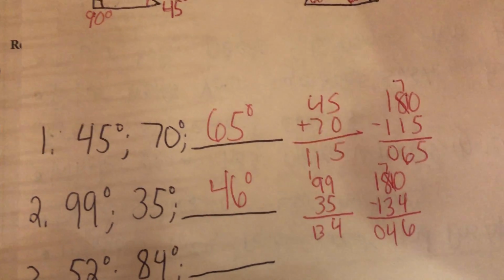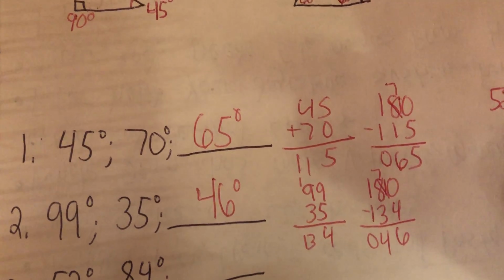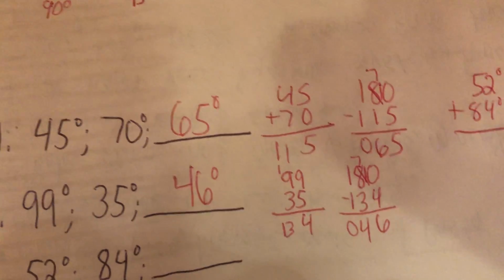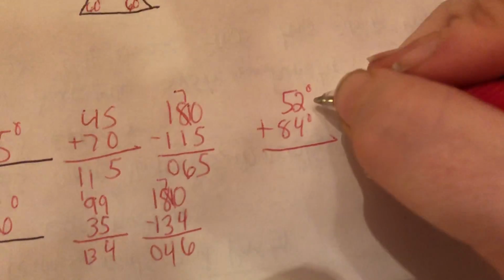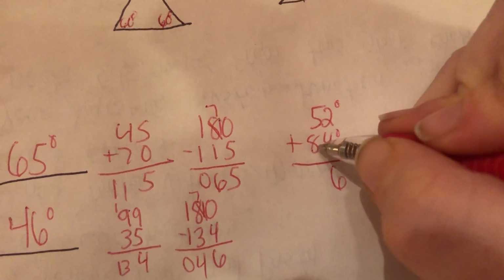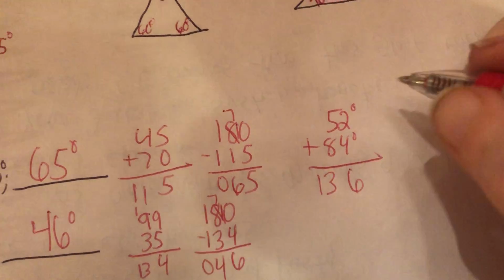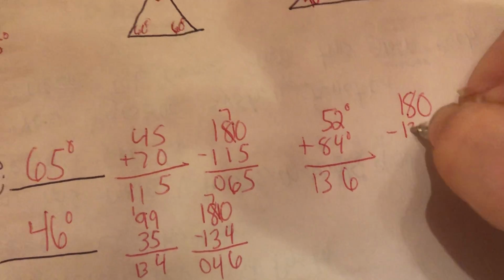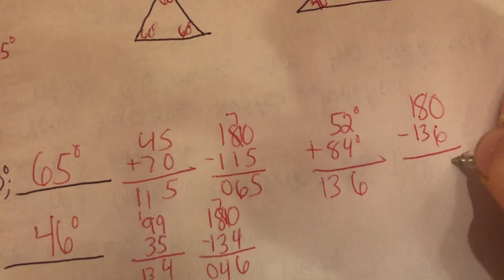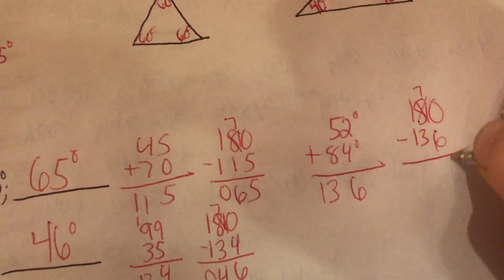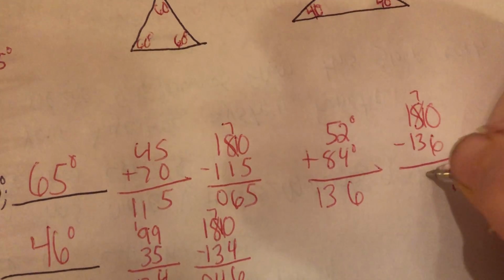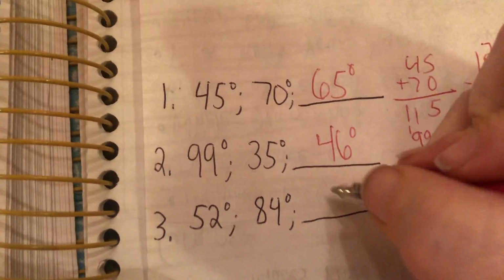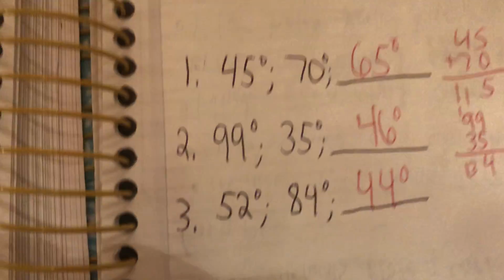For my last triangle, I have 52 degrees and 84 degrees. Add those together. 2 plus 4 is 6. 5 plus 8 is 13. 180 minus 136. Have to borrow 10. That would be 4, and then 4, and then 0. This last one would be 44 degrees.